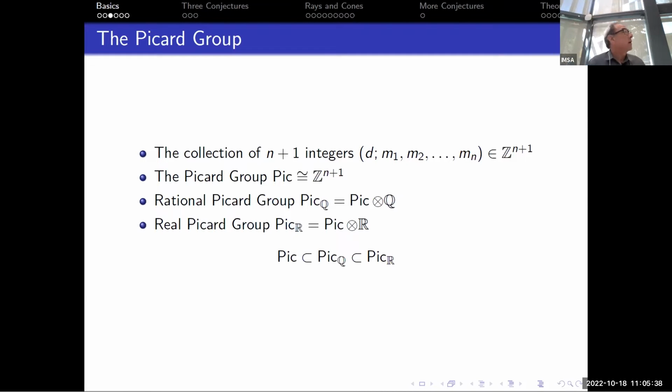You can also tensor with the rational numbers and look at the rational Picard group. Or you can tensor with the real numbers and look at the real Picard group, allowing the degrees and multiplicities to be real numbers instead. Now, this doesn't necessarily have meaning as far as the polynomials go, but we'll see later that it organizes the information in an interesting way by looking at the cones. So of course, the integer Picard group sits inside the rational Picard group, which sits inside the real Picard group, which is a vector space.